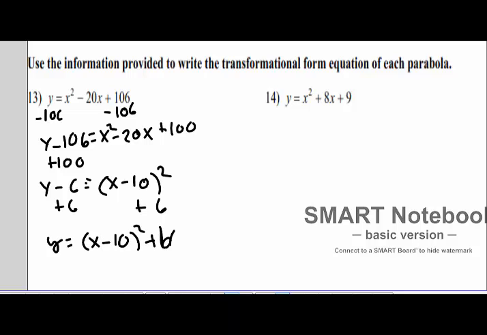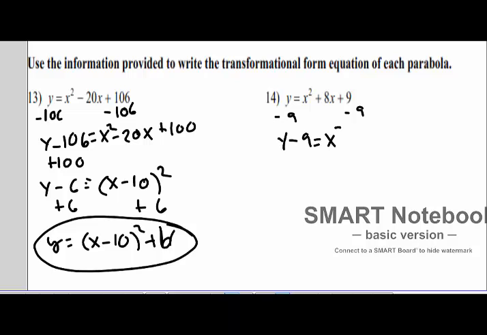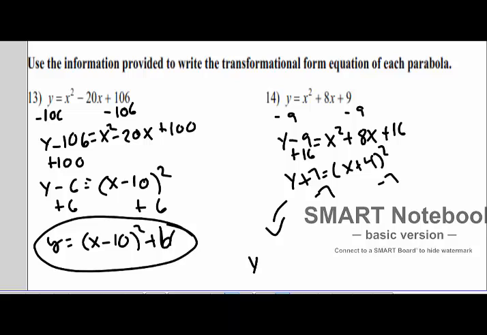Now it's easy to graph. So I can do the same thing with number 14. Get 9 to the other side. Then we take half of 8, which is 4. 4 squared is 16. So that's what we need to add to both sides. So we got y plus 7 equals x plus 4 squared. Our last step is subtract 7 from both sides. So y equals x plus 4 squared minus 7.